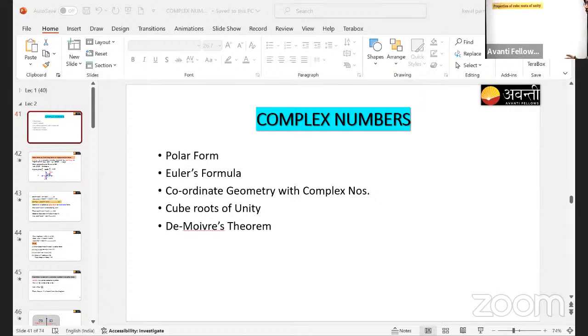Now geometry is over. Now let's talk about cube roots of unity. This is the second last topic before we start with the questions. So, cube roots of unity. First let us see what the cube roots of unity are. The first value is minus 1 by 2 plus root 3i by 2, and the second is minus 1 by 2 minus root 3i by 2. We denote this by omega and this by omega square.